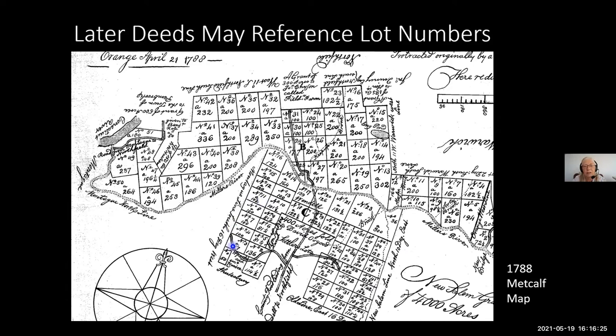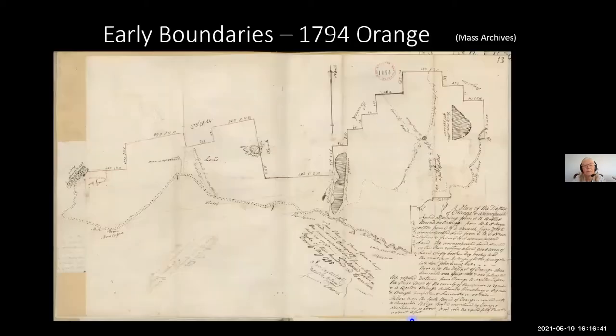This is Wendell on the other side of the river. And this gives you an idea of how it was laid out. 400 acres sold to David Osgood. And the rest was still theoretically up for sale, right? Same general shape here of Irving with the Miller's River on the south. But over time, Orange and Irving became two separate towns.